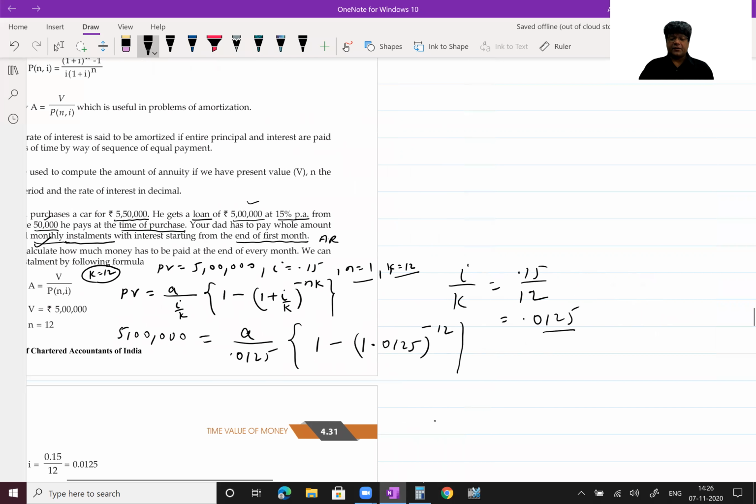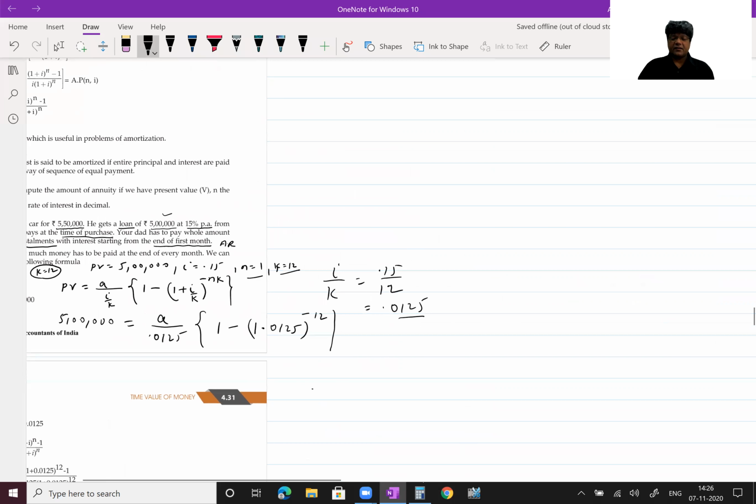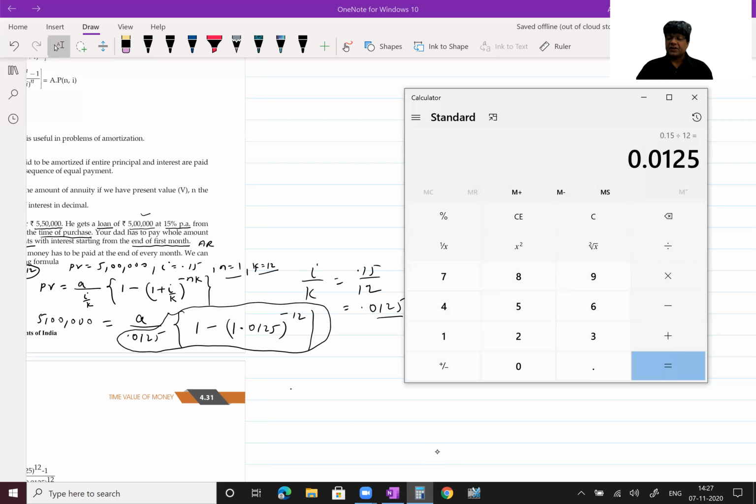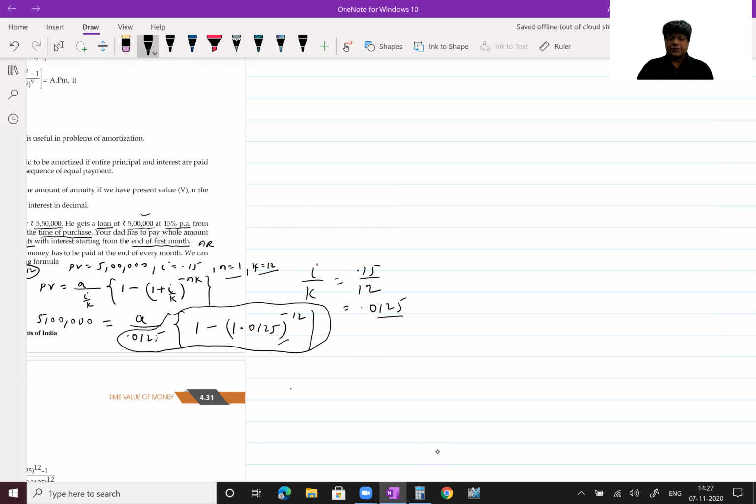Now we can use a calculator and calculate this portion. Maybe it will be supplied by the question, maybe not. Now see, here we are calculating by calculator because it's not supplied; it's not a question, just an illustration. So guys, all of us will calculate this portion. How? 1.0125 to the power minus 12. According to indices, it is 1 divided by 1.0125 to the power 12.